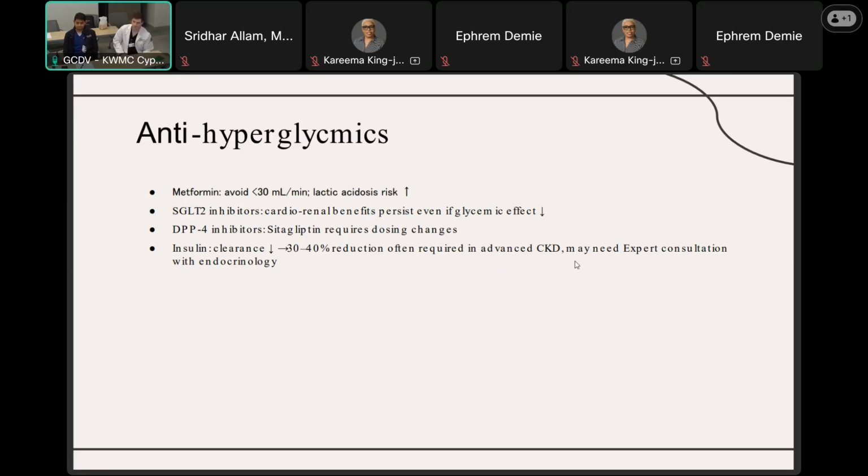And this may need expert consultation with endocrinology, because insulin clearance tends to be less predictable in patients with kidney disease. And because of the uremic milieu, they also tend to be more insulin resistant. So we have two different ideas coming up in patients with CKD, and that means much more individualized treatment.